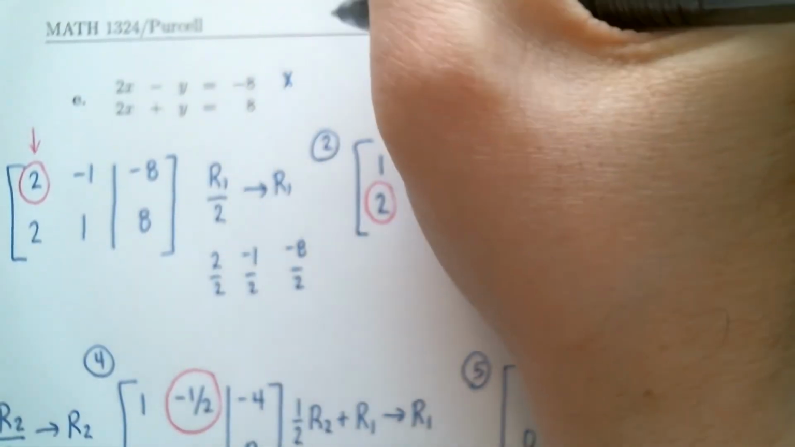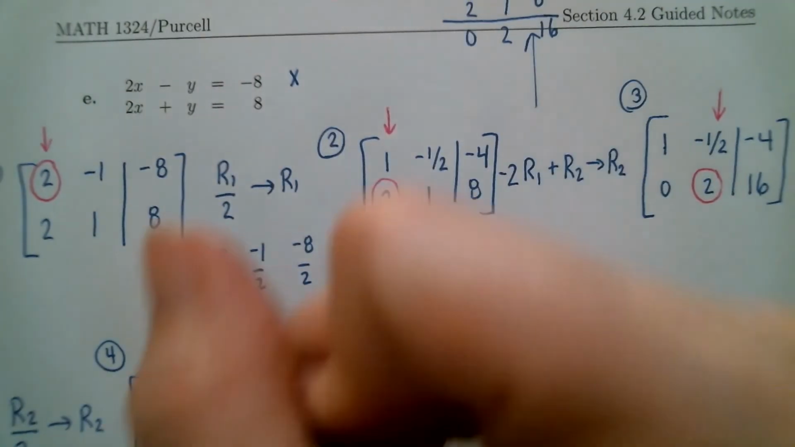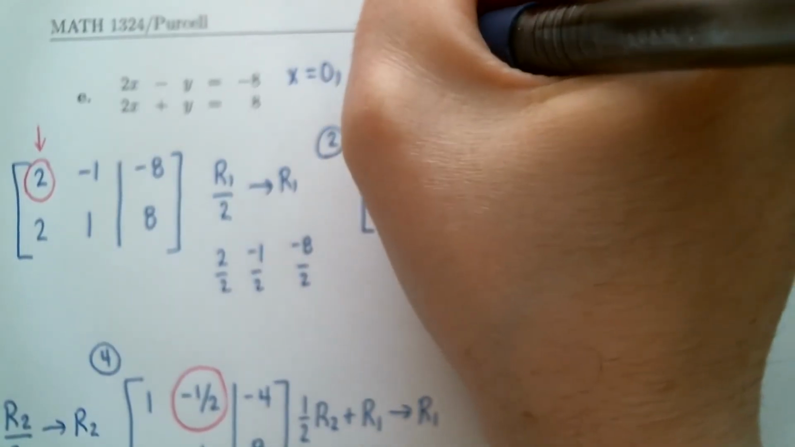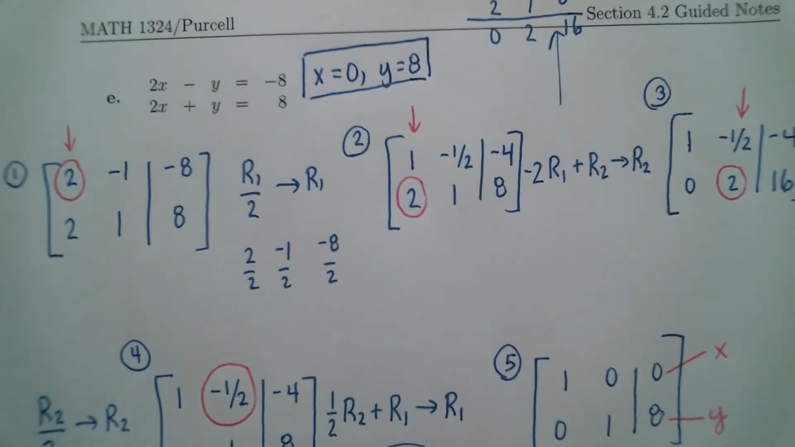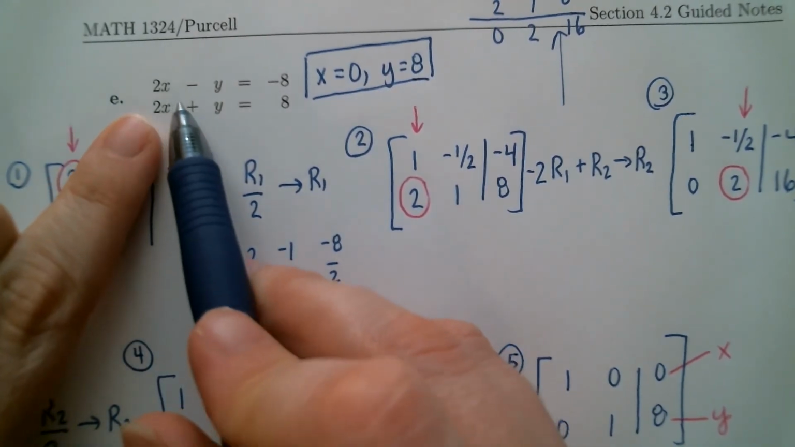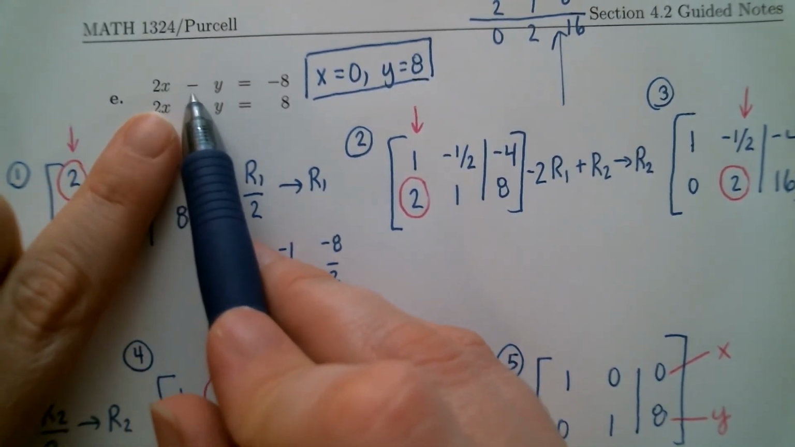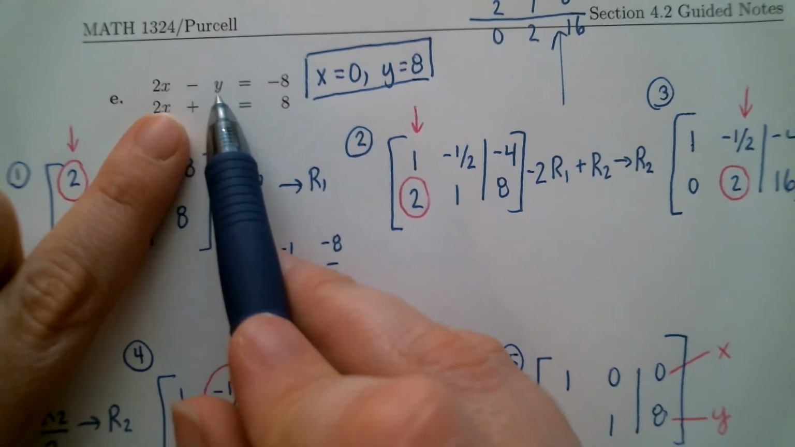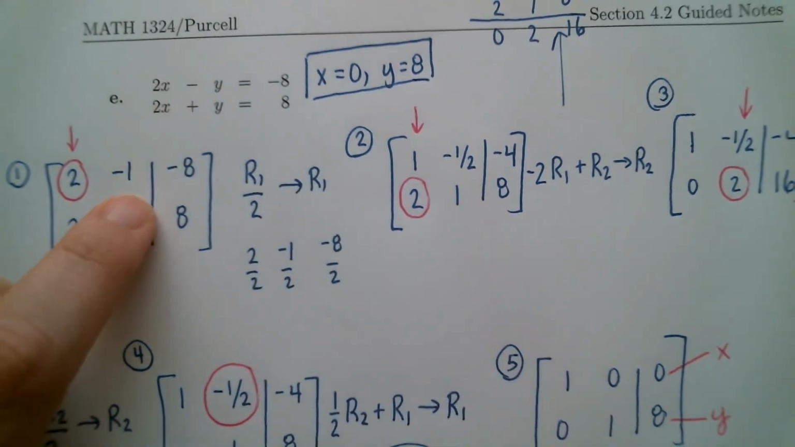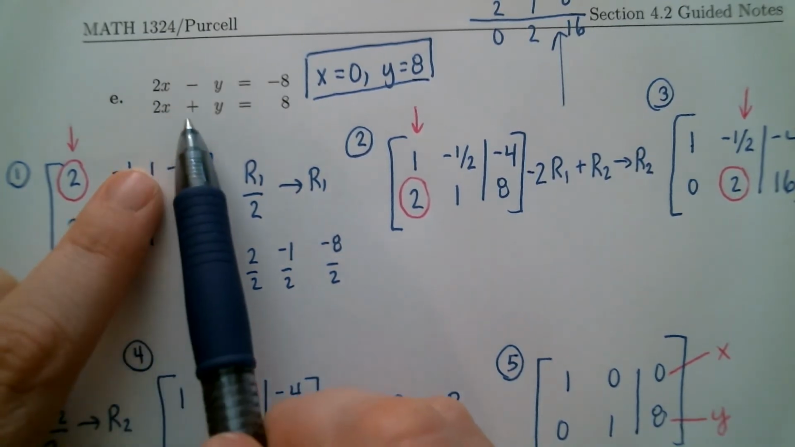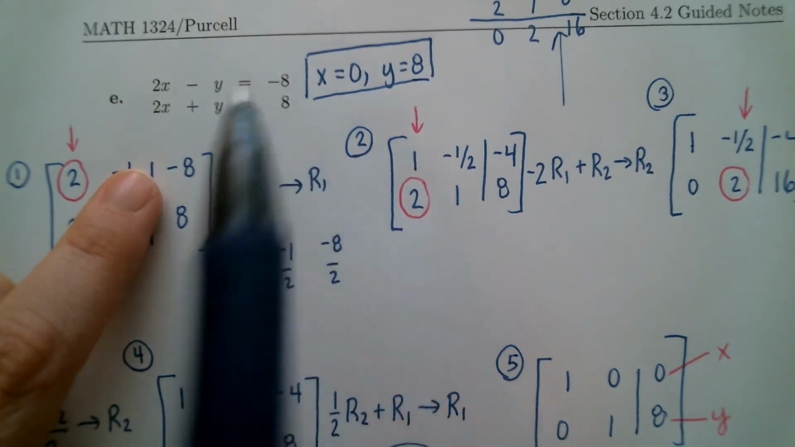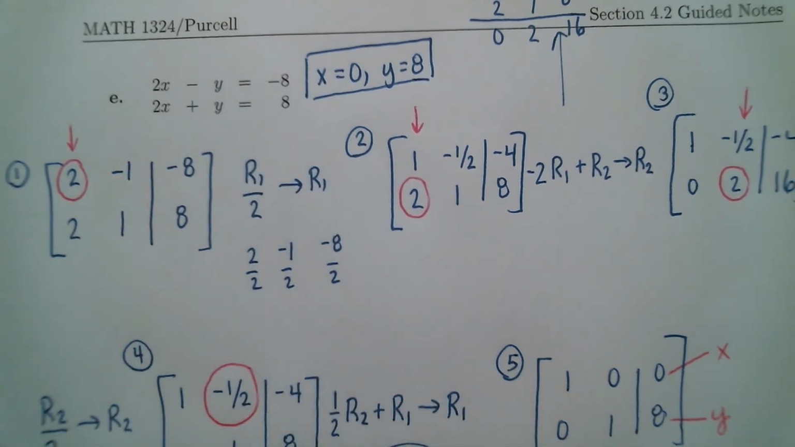So our solution, I'll write it back next to the system. Your x value has to be 0, your y value has to be positive 8, and that's it. You can check yourself by plugging in these variable assignments into each equation. 2 times 0 is 0 minus y, so minus 8. That does give you negative 8, so the first equation checks out. And then check the second equation. 2 times 0 is 0 plus y, so plus 8 equals plus 8. So that works out.